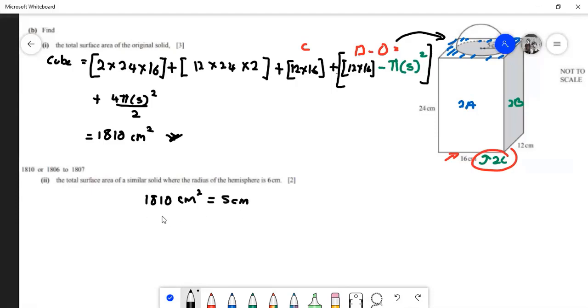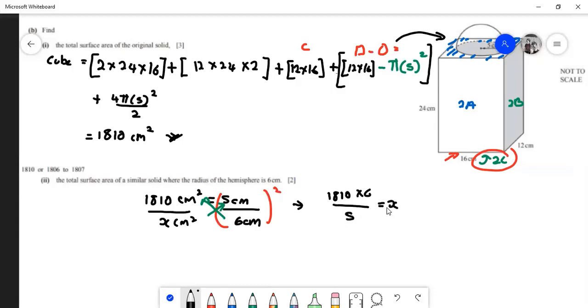Likewise, we don't know what the new one is going to be. So I'm going to put here x, x cm square divided by the new one, which is 6 cm. Like I said, the dimension is not the same, so we're going to square it to find the proper dimension. A simple cross multiplication will help you ease your problem. I'm going to get here 1810 multiply 6 division by 5 should give me the x.